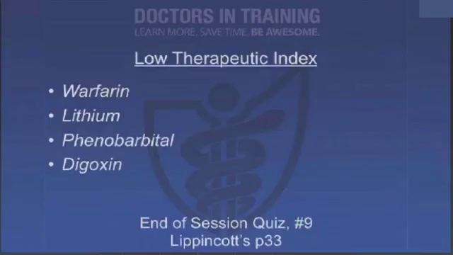List 4 drugs with low therapeutic index. So that means that their toxicity dose is very close to their effective dose. Now, the 4 medicines that we talked about in this lecture are warfarin, lithium, phenobarbital, and digoxin. So these are risky medications. And what do all 4 of these have in common? Well, we all measure levels in these medications to make sure you don't get to that toxicity dose.